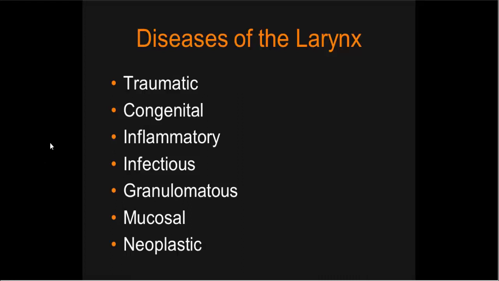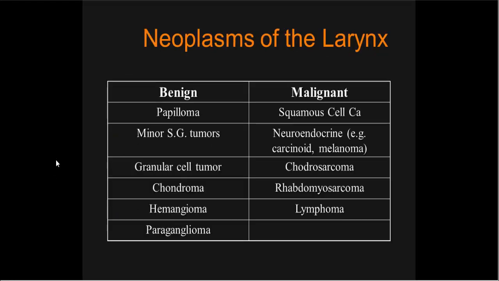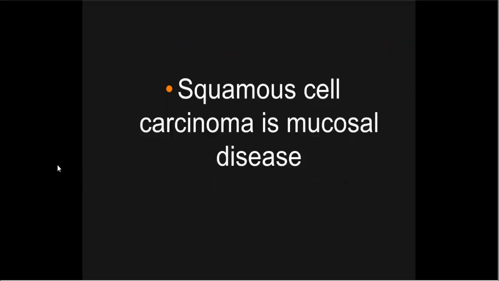Diseases of the larynx: traumatic, congenital, inflammatory, infectious, granulomatous, mucosal, neoplastic. Neoplasms of the larynx are either benign or malignant. Benign: papilloma, minor salivary gland tumor, granular cell tumor, chondroma, hemangioma, paraganglioma. Malignant: squamous cell carcinoma, non-neuroendocrine carcinoid, melanoma, chondrosarcoma, rhabdomyosarcoma, lymphoma.